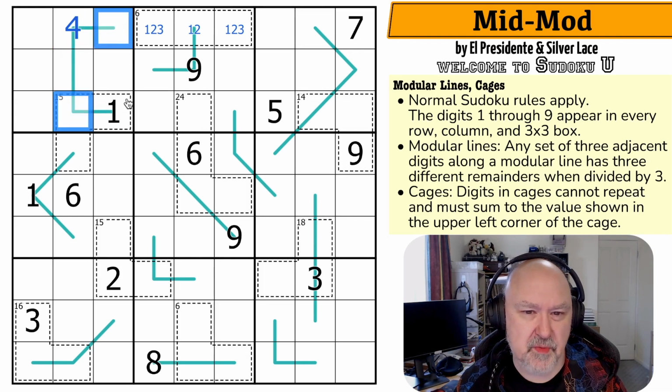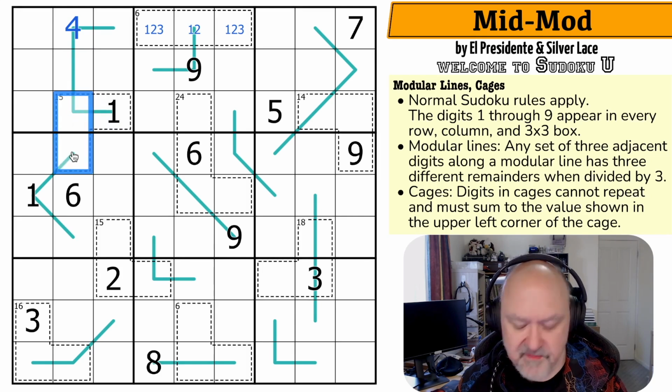Now, these 2 are from the same set. I'm not sure which one it is. But these have to sum to 14 because this is a 15 cage minus 1. So if these sum to 14, they could be 9, 5. They can't be 8, 6, and they can't be 7, 7. So these are 9, 5. But that doesn't break anywhere, I don't think.